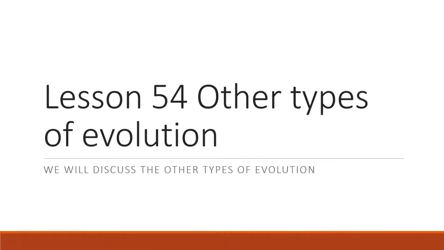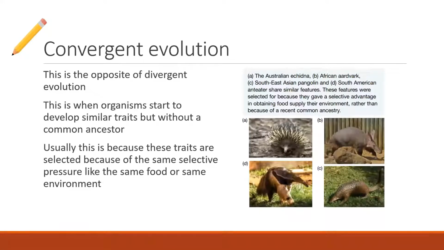Today we're going to talk about a couple more different types of radiation. We've only got 3 slides. Let's go. We're going to start with first convergent evolution. Now, this is the first thing I'd like you to copy down. Convergent evolution, this is the opposite of divergent evolution, sort of.